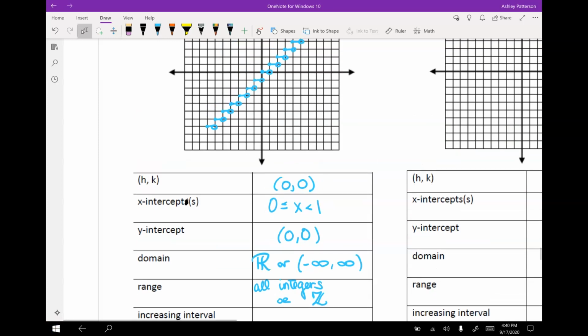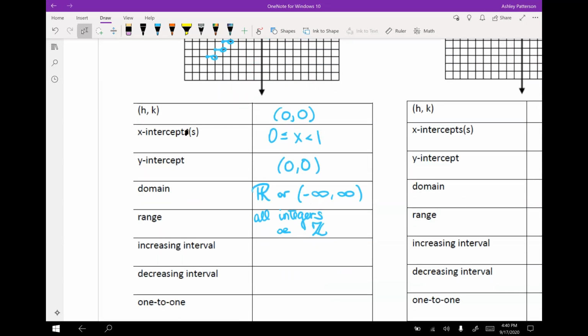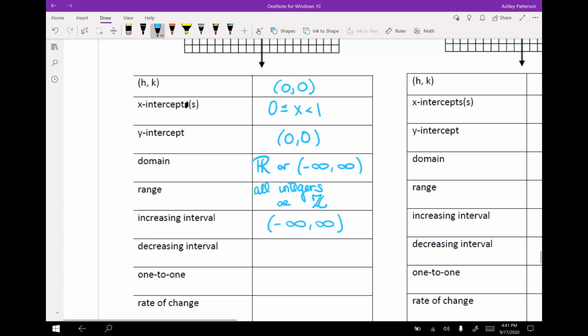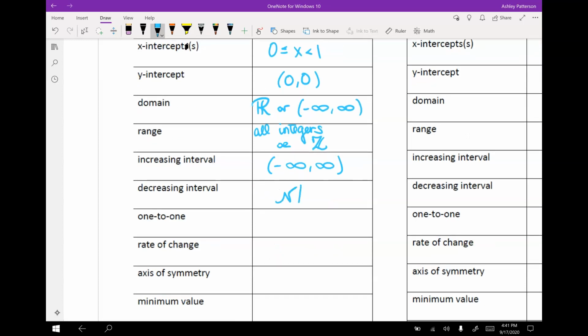Now, is this increasing or decreasing or both? The absolute value function had two different pieces, so we had both. But for this, we're going to say that it's increasing only because my steps are climbing from left to right. Remember, this is discussed with the domain elements, so we say it increases from negative infinity to positive infinity. It is not going to decrease.